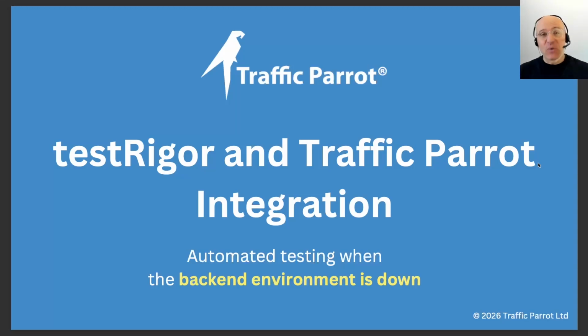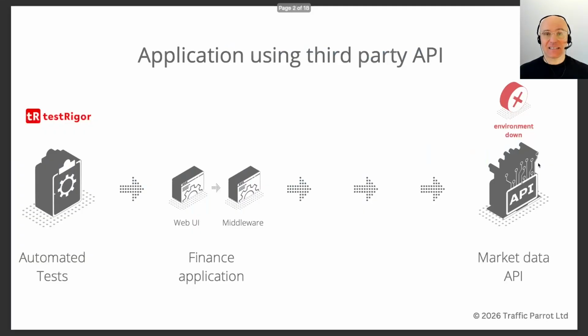Hey, let's have a look at how we can integrate Traffic Parrot with testRigor automated tests and continue testing when the test environment is down. So what we've got here is a situation where our testRigor automated tests are testing our finance application, which is the web user interface and the middleware, and that middleware is connecting to a backend service, the market data API. And unfortunately, the market data API is sometimes unavailable. The environment is down or intermittently unavailable.